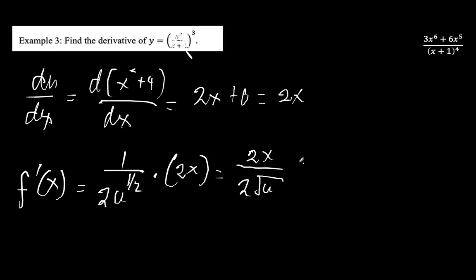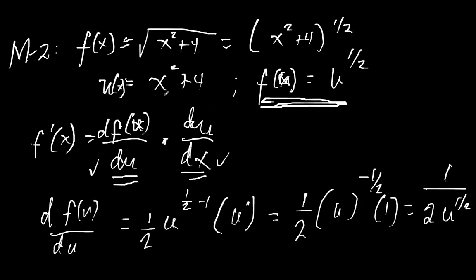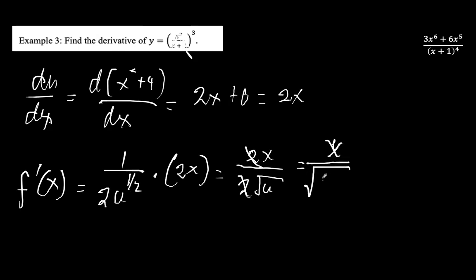And we can cancel out 2. So this becomes x over... and let's make use of x in terms of u, since the original problem is in terms of x. And we know that u is equal to x squared plus 4.